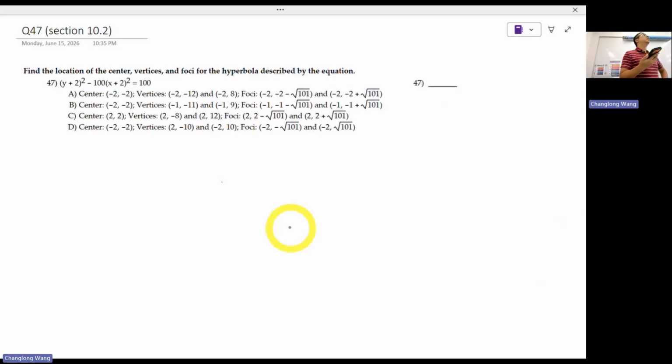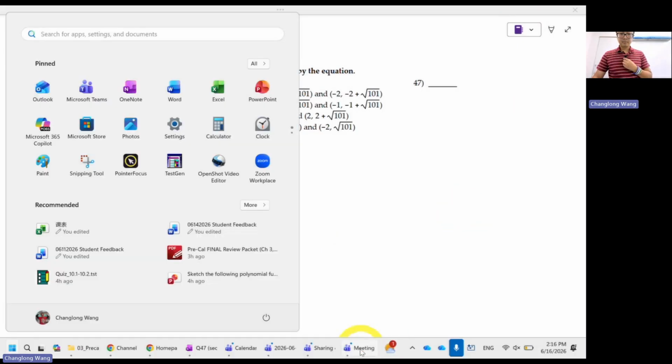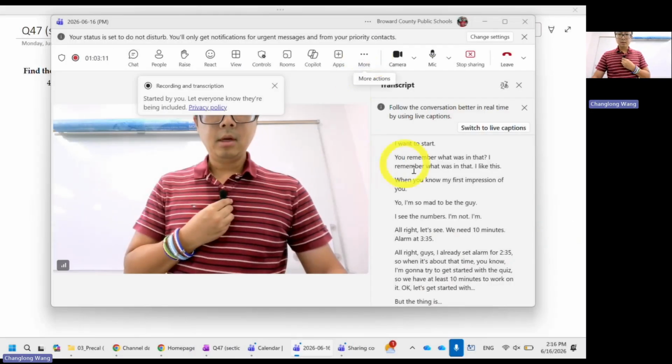All right, let's see. You need 10 minutes. Alarm at 2:35. All right, guys, I already set an alarm for 2:35. So when it's about that time, I'm going to try to get started with the quiz. So you have at least 10 minutes to work on it. Let's get started. All right, testing.